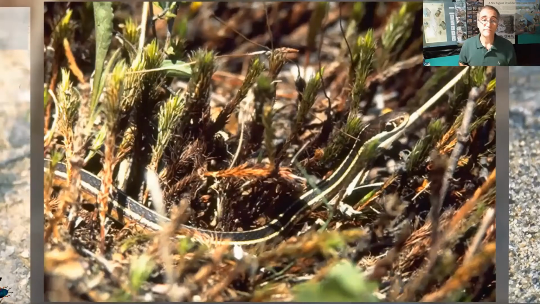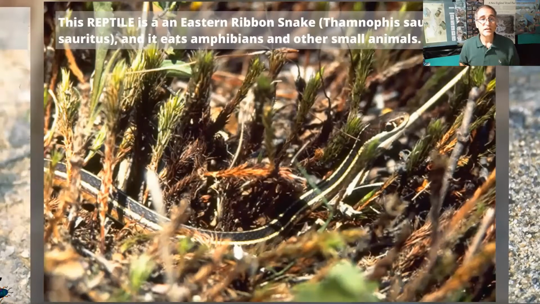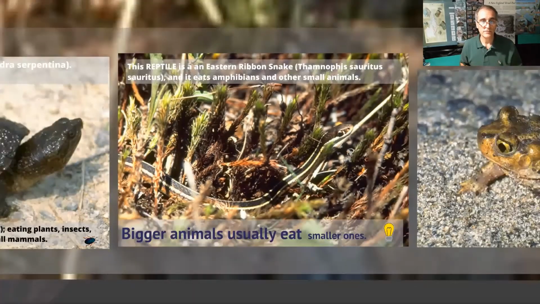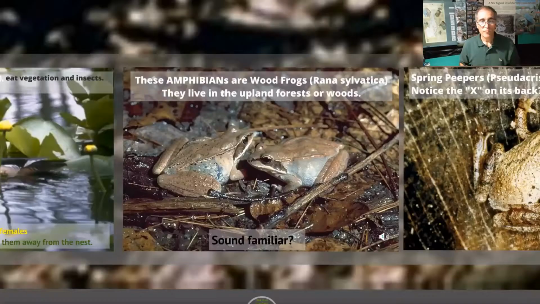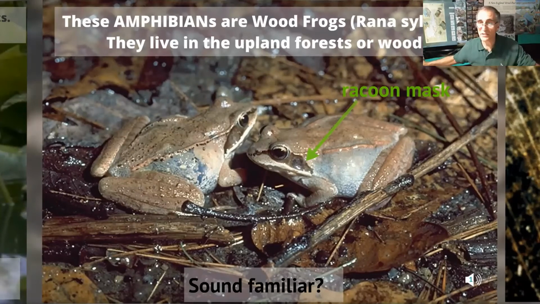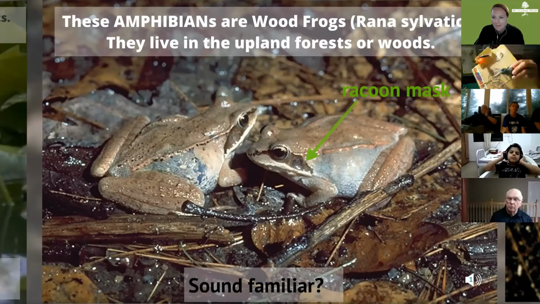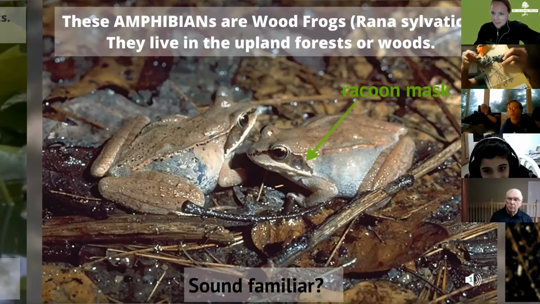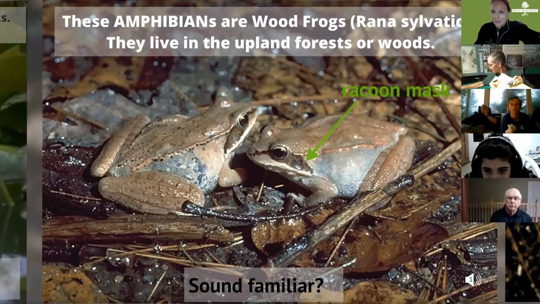Eastern ribbon snake, another reptile. Keep in mind that big animals usually eat the smaller animals. So the advantage is to be big. Notice a raccoon mask. That sound familiar to anyone? We just heard it today. Probably can go to this size. Start out really small.